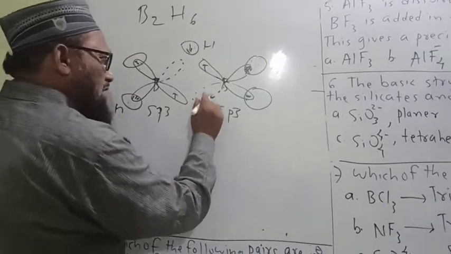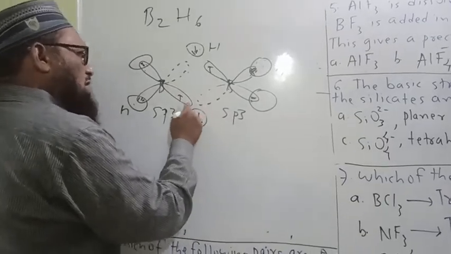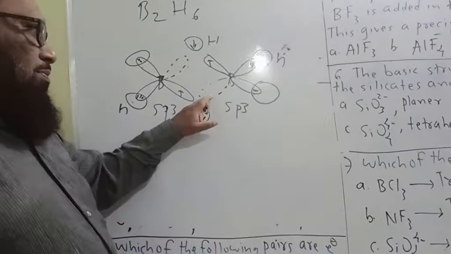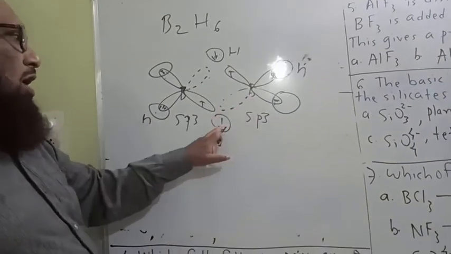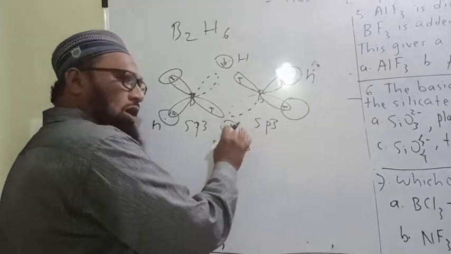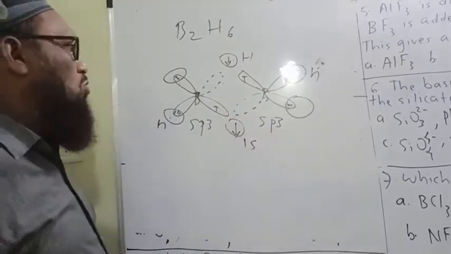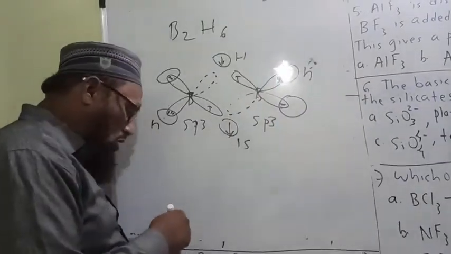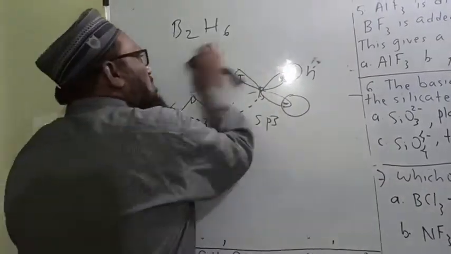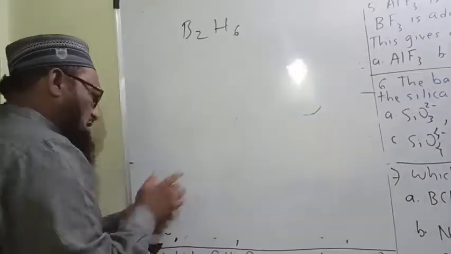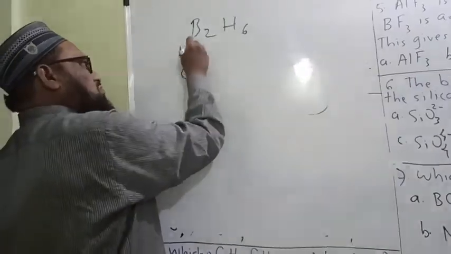A three-centered, two-electron system. Then the same is true for this one: the half-filled sp3 of this boron, the empty sp3 of another boron, and the half-filled 1s orbital of hydrogen. These three orbitals overlap to form a three-centered, two-electron bond. Then whether it is electron deficient or not, how to determine? Now let us consider its structure compared with ethane, C2H6.